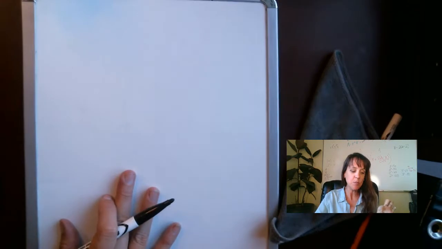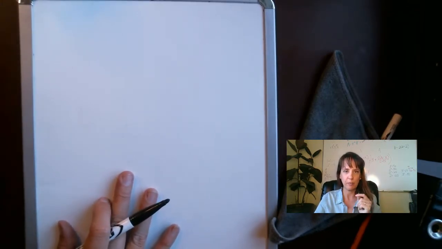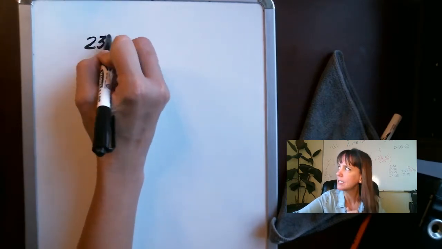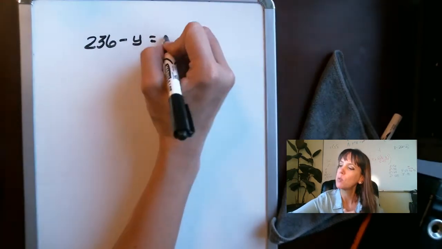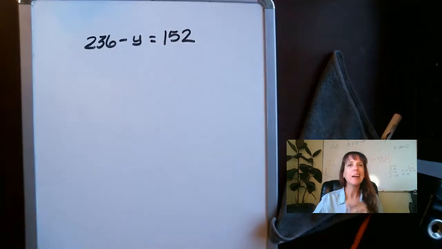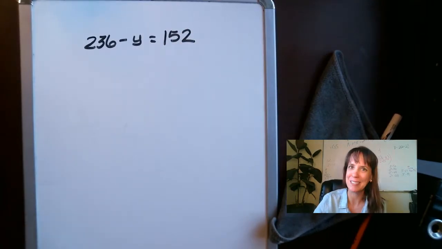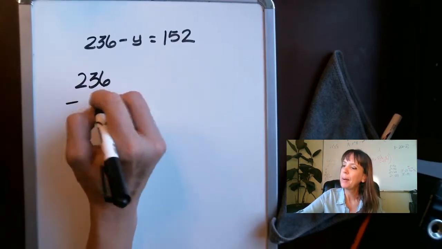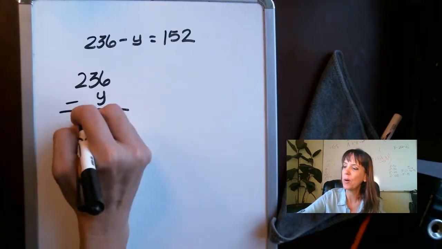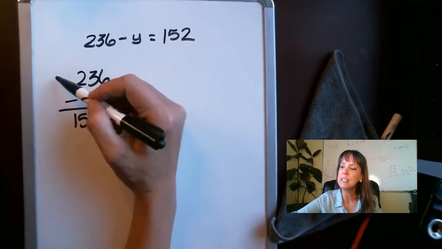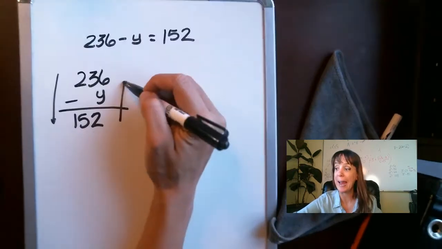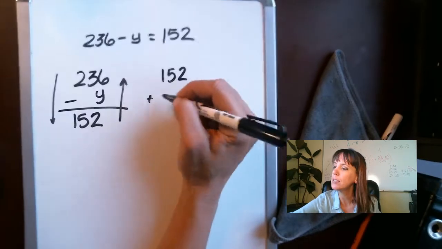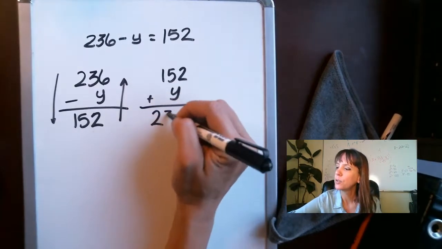So as I was saying, sometimes with your facts, you've got to kind of juggle them around to find the right one. Example 4 is a good one of that. It's written like this: 236 minus y equals 152. Again, let's write those vertically, not horizontally, because I think that will really help. 236 minus y is 152. Again, if we subtract in this direction, we can add in that direction. So when we add, we get 152 plus y is 236.